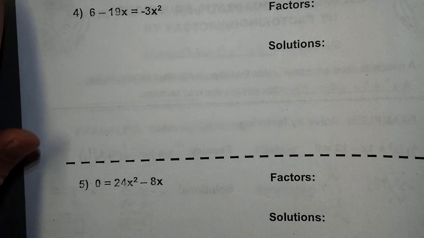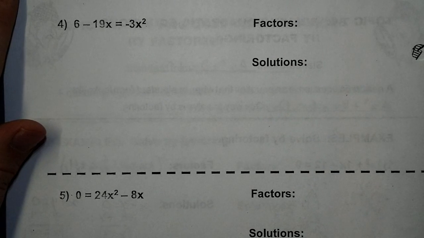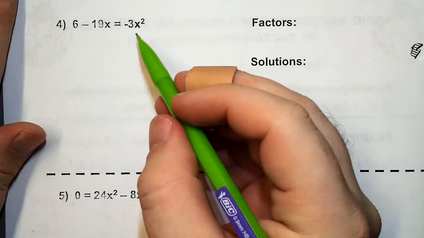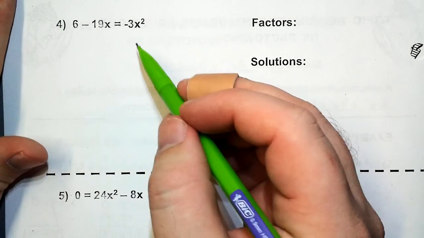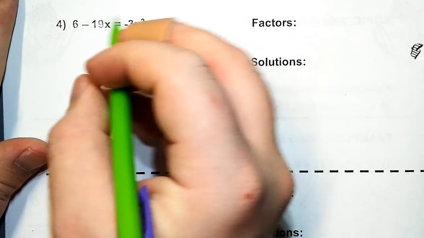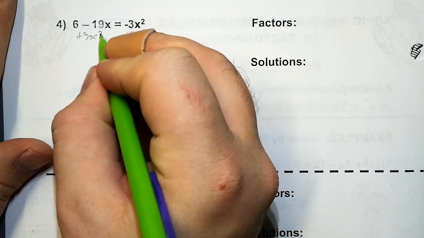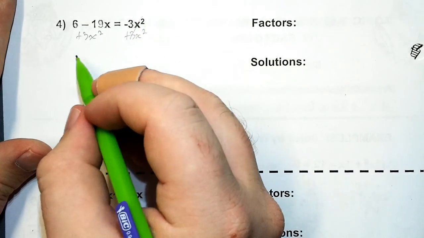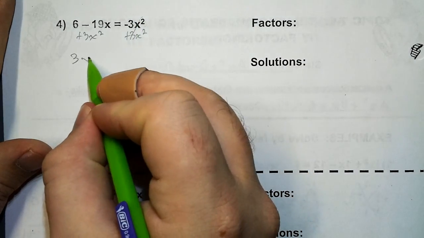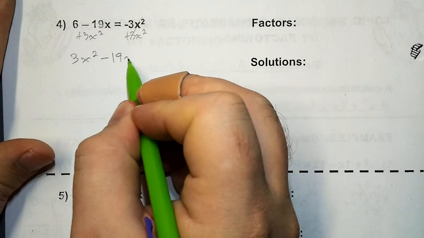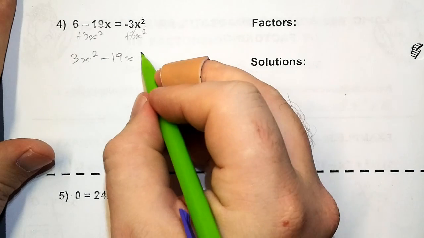All right. Let's look at number 4. Is that in standard form? No, it's not. I need to move this 3x squared to the left. So I'm going to add 3x squared. Now, when I add it here, there's no more x squareds, so it just goes by itself. So 3x squared. Then let's put in the 19x, so minus 19x. And then let's put plus 6 at the end.